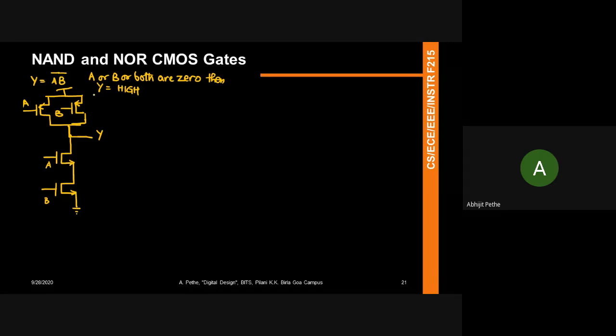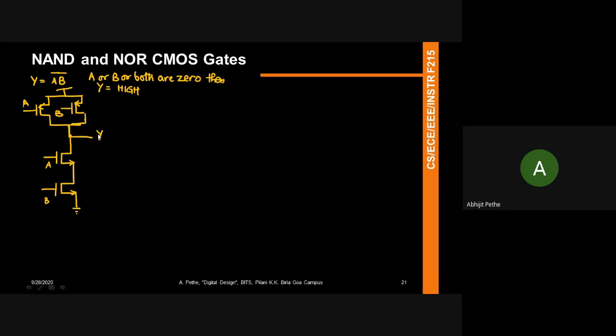Everybody following? So what you see is that, basically, you have input A connected to this PMOS transistor and this NMOS transistor. You have input B connected to this PMOS transistor and this NMOS transistor. Again, how do we think about this circuit?